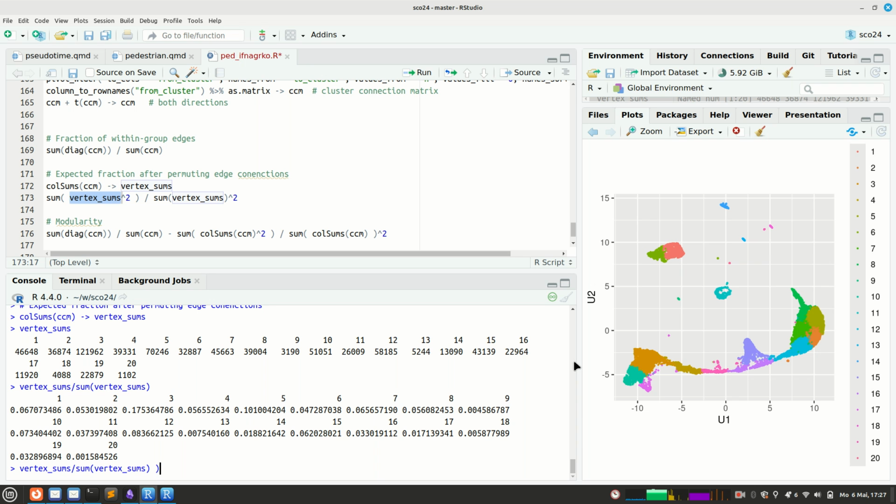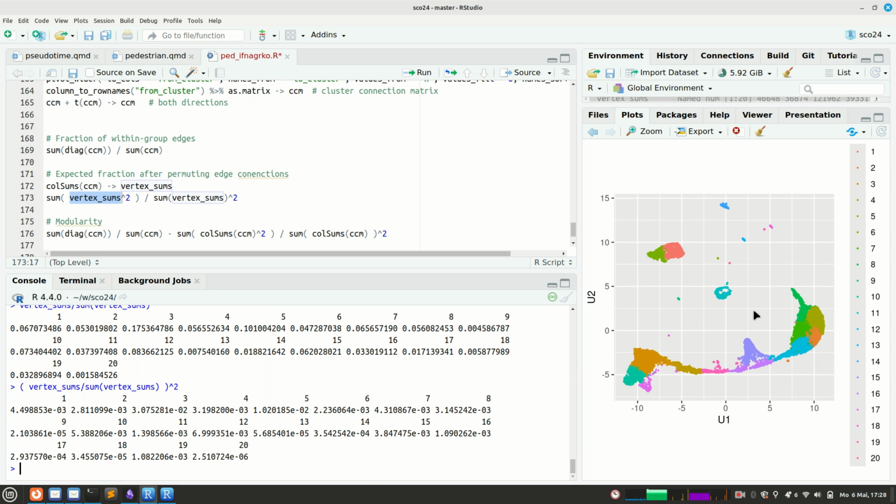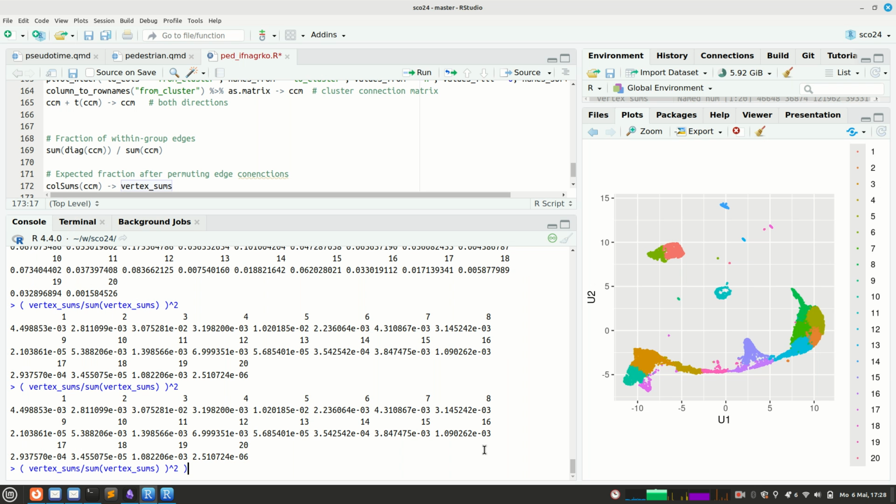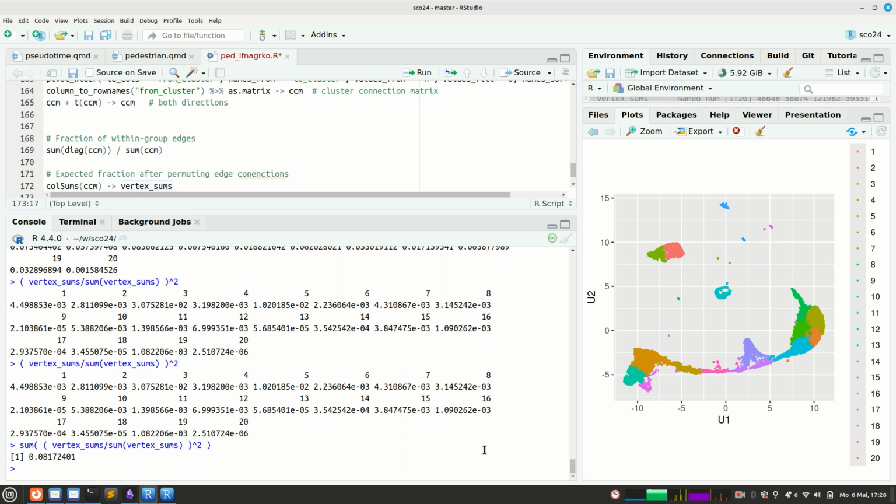And if I take this thing and square it, then the following happens. This is now the square of what I had before, so this is the probability that an edge starts in group 1 and ends in group 1, because I have taken this probability to the square. This is that it starts in group 2 and ends in group 2. So this is the probability. So if I sum this up here, then I get the probability that if I take a random edge out of our permuted things, if I draw a random edge, that it ends in the same cluster where it starts. And this is the 0.8.